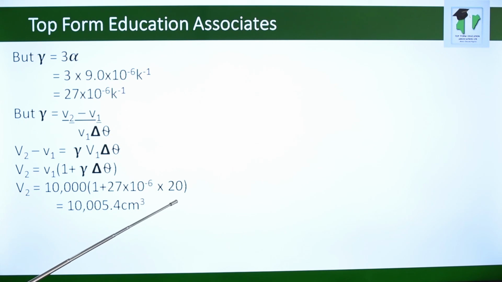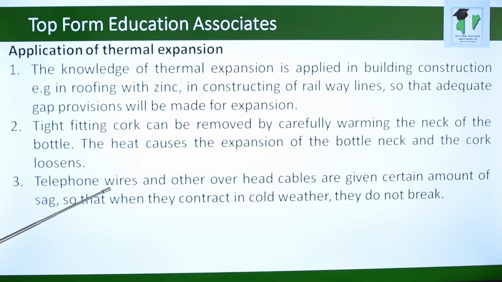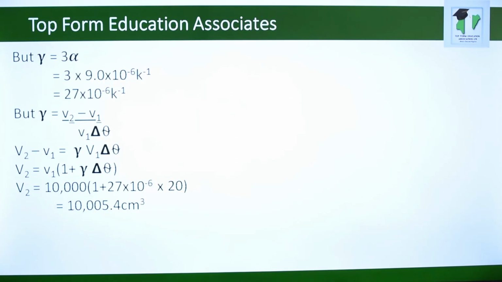So if you multiply 20 by 27 times 10 to the power minus 6, plus 1, multiplied by 10,000, gives you 10,005.4 cm cube. So this gives you your V2. So we can see how we can substitute the value of gamma, beta, and alpha. We can use it to solve some problems.